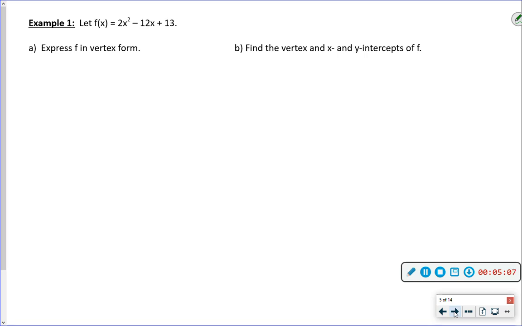So first thing I'm going to do, f of x, I'm just going to rewrite that as y. Just easier to write. You could keep it f of x, but it's a little less writing for me. And I'm going to subtract 13 over here to get it out of the way. Now, when you complete the square, it's been a while since we've done it, your lead coefficient has to be a 1. Ours is 2. You're welcome.